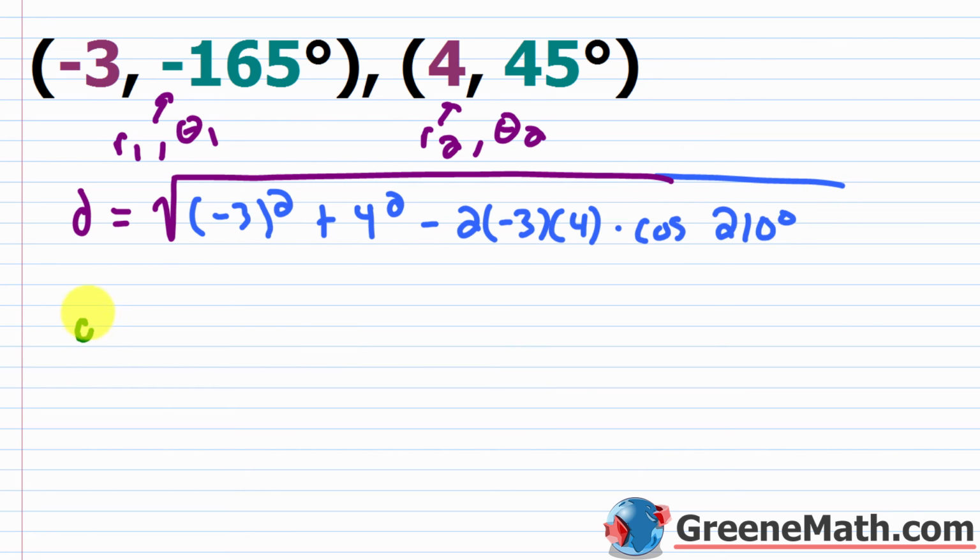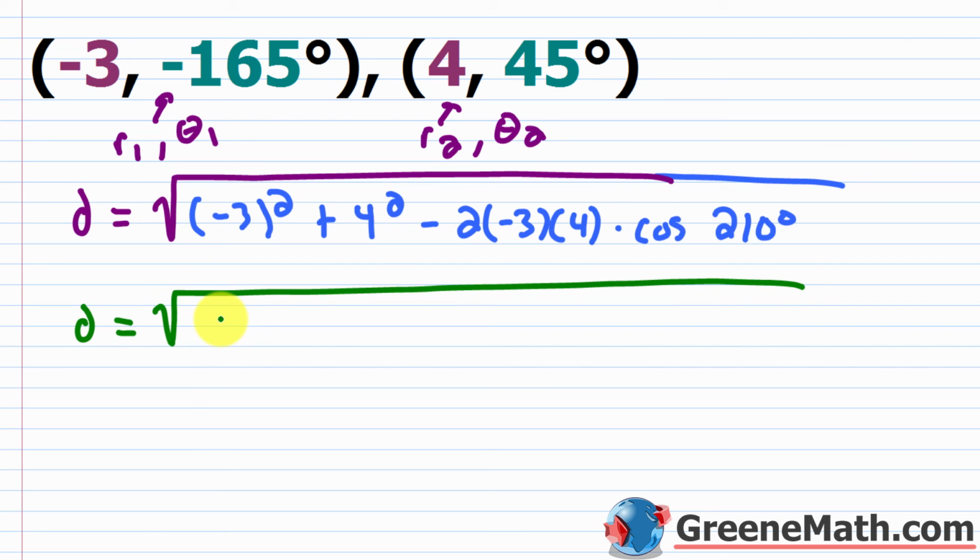All right, so let me put here that the distance is equal to the square root of. If I square negative 3, I get 9. If I square 4, I get 16. If I add 9 and 16 together, I'm going to get 25. So that's pretty simple. Here, what I'm going to do is say negative 2 times negative 3 is positive 6, and then positive 6 times 4 would be positive 24.